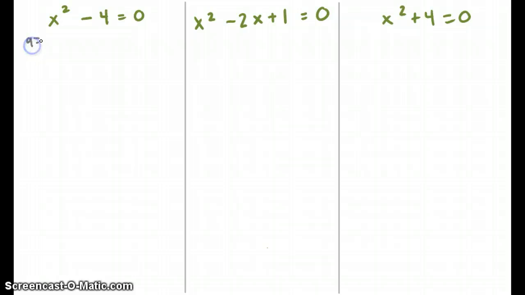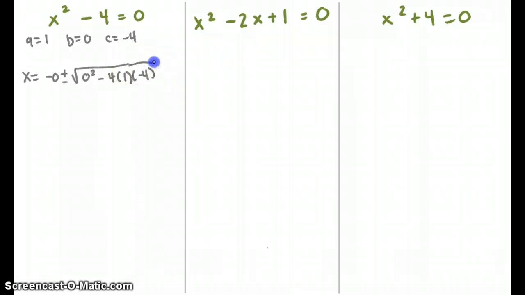Our a value is 1, our b value is 0, and our c value is negative 4. We plug into the quadratic formula. x equals negative b, so negative 0, plus or minus the square root of b squared, 0 squared, minus 4 times a times c, minus 4 times 1 times negative 4, all over 2a, all over 2 times 1.